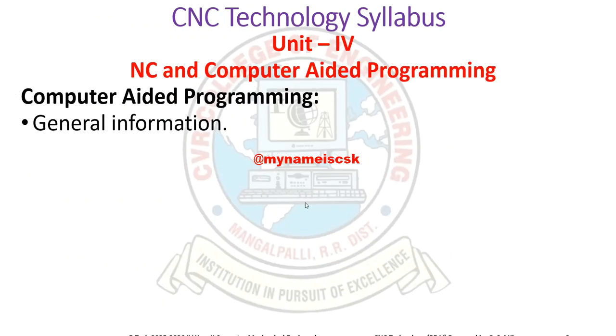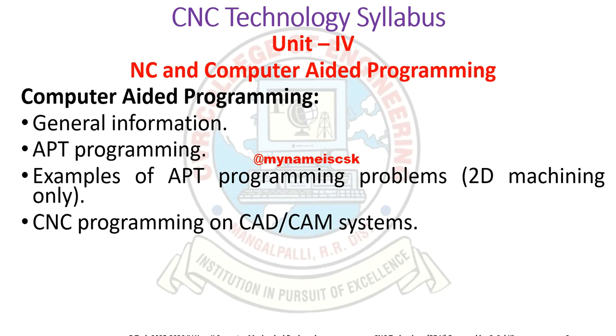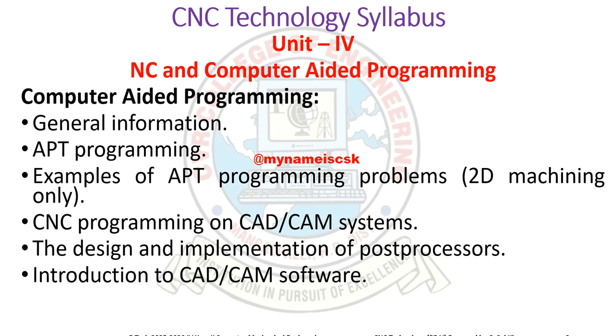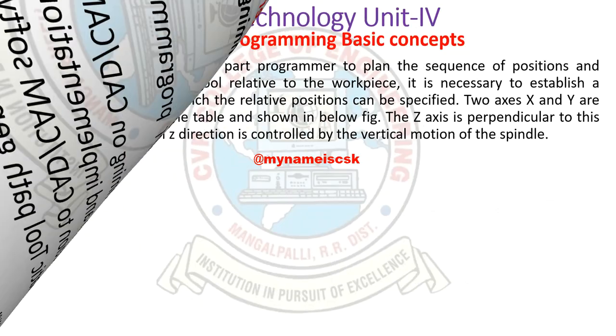And coming to computer part programming, you have to know the general information like APT programming and examples of APT programming. And here we will be learning only 2D machining. Next, CNC programming: how to make CNC programs on CAD/CAM systems. Design and implementation of the post processor. After the manufacturing is completed, what are the design and implementation we have to carry out. Next, introduction to CAD/CAM software, different CAD/CAM softwares. Next, by using this CAD/CAM software, generating automatic toolpath generation.